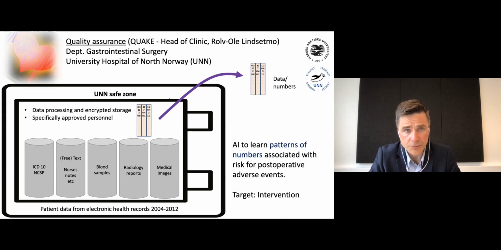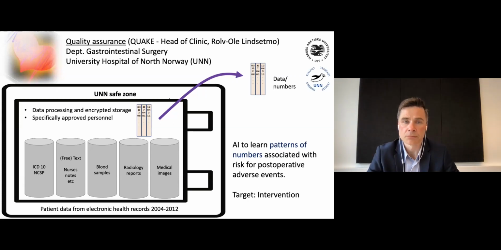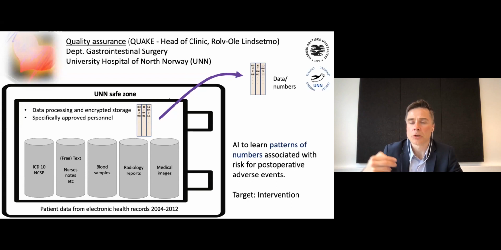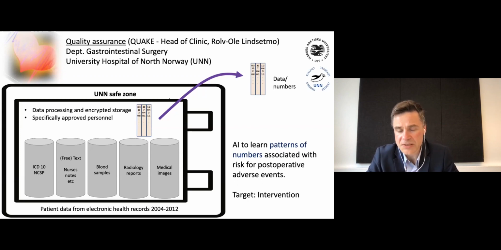We've had access to data from the Department of Gastrointestinal Surgery at the University Hospital of North Norway for some 10 years, as a part of a quality assurance project approved by the Data Protectorate at the hospital and all these kinds of ethical bodies. And the main purpose has been to try to look for patterns in the data from the EHRs that say something about the risk for patients to have a certain adverse event. So something that we do not really want to happen after surgery.